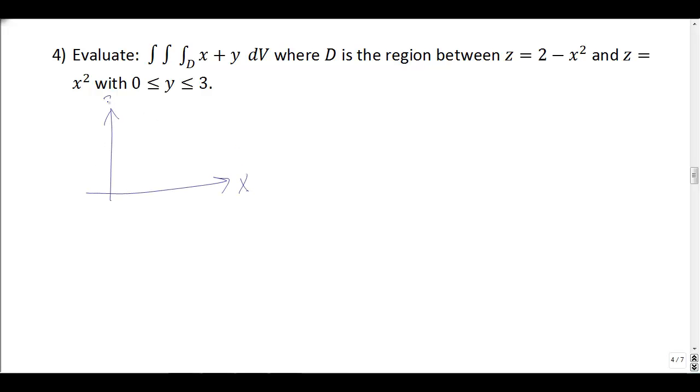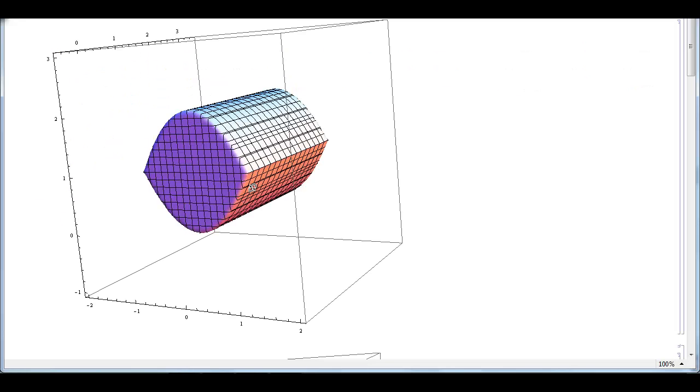I'm going to draw in the xz plane. Here, these equations 2 minus x squared and x squared. So z equals x squared, it's a parabola. Z equals 2 minus x squared, also a parabola, but it starts at 2 and sort of curls down here. So in the zx plane, we're looking at this region here, and then y just goes from 0 to 3. So it's going to be a cylinder or a prism.